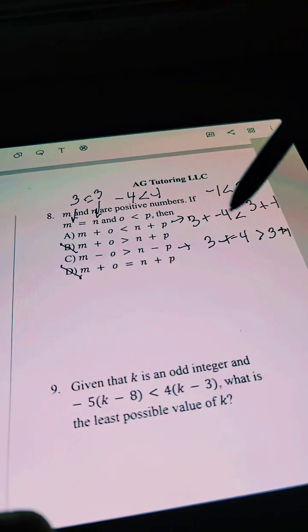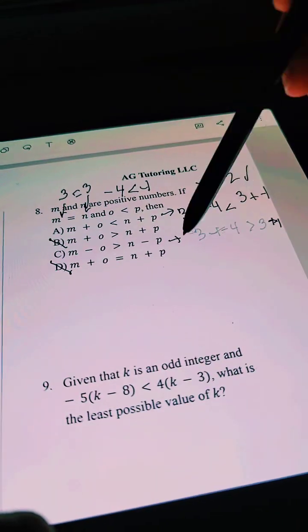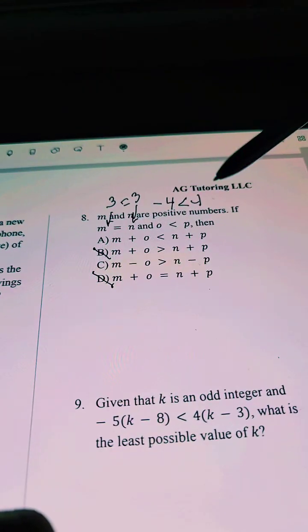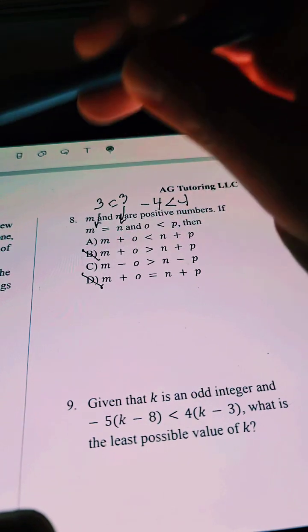I hate when you have to keep picking the numbers. Okay, let's try something else. Well, now let's just try reasoning, because I'm not going to pick numbers all day. It's annoying.